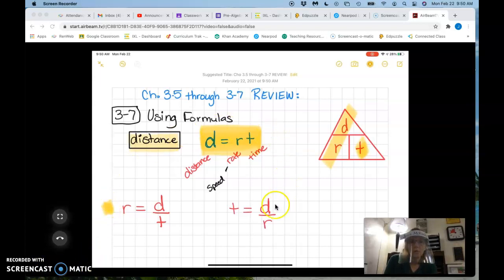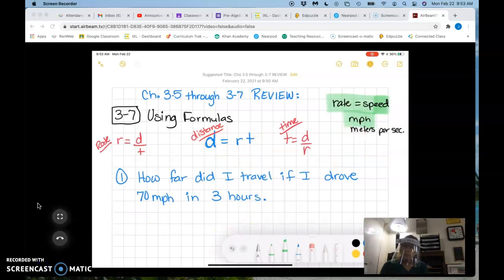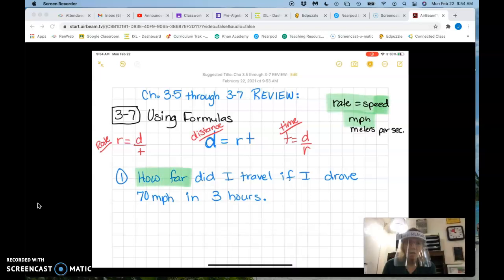All right, so those are the 3 formulas that we will use for finding distance, rate, or time. And we just need to know 2 of those values, and then we can plug it in and find the third missing value. Here's our example. Number 1 says, how far did I travel if I drove 70 miles per hour in 3 hours? So the first thing I want to look at is how far. What is that asking me to find? Distance. Yes, great. So I'm just going to write that here to help me remember.